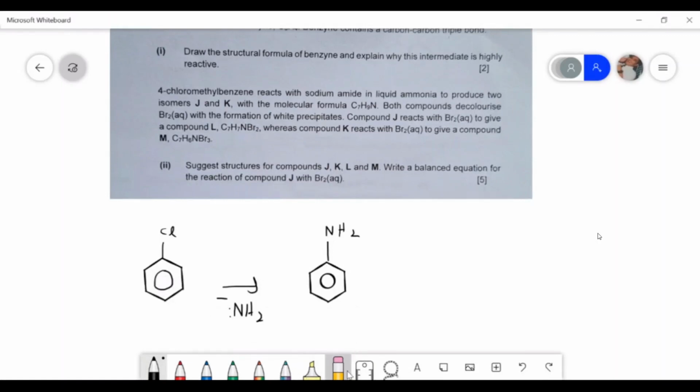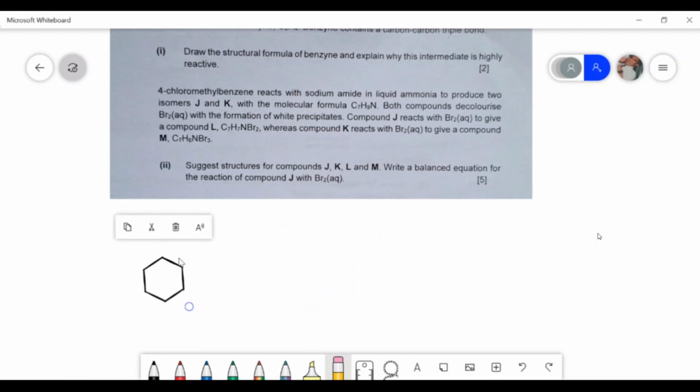Let's start off the second part. The second part is the real part of the question. We have to draw the structures and so on. It tells us we're starting off with 4-chloromethylbenzene. That's our first premise. 4-chloromethylbenzene. So 1, 2, 3, 4.